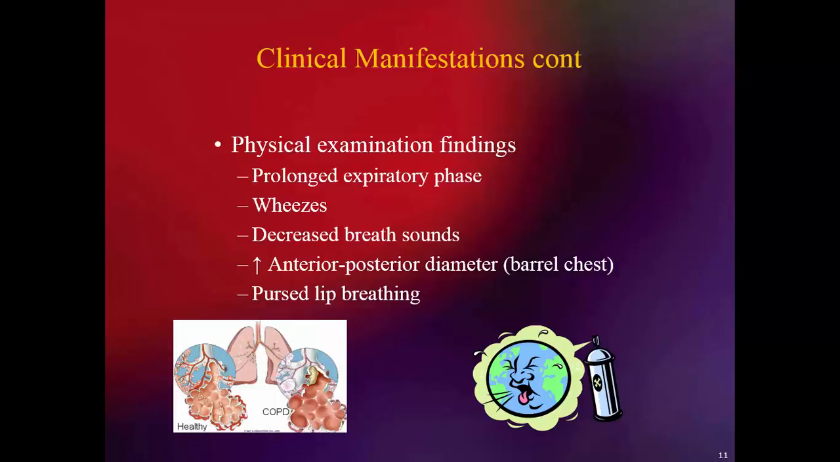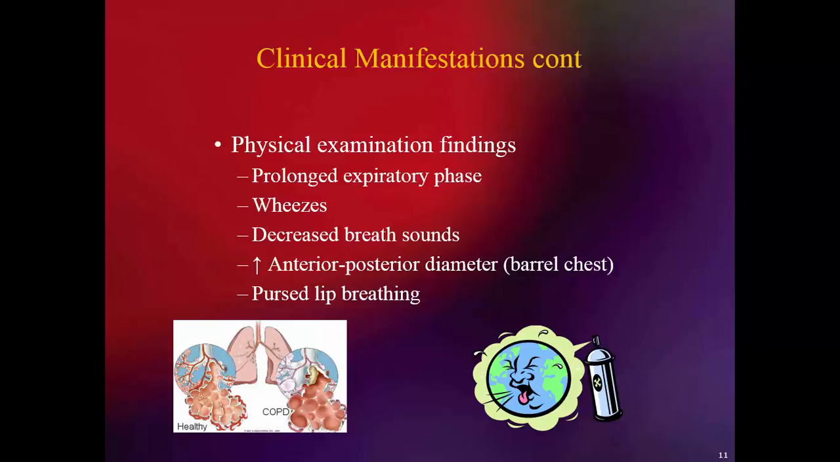All right, so some of your physical examination findings. With emphysema, they will have that prolonged expiratory phase. They hear wheezing in their lungs, decreased breath sounds. They will have an increased anterior-posterior diameter, that's known as the barrel chest, and that's from that chronic air trapping. They may need to be in a tripod position to breathe. They may use pursed lip breathing as well to aid in respirations.